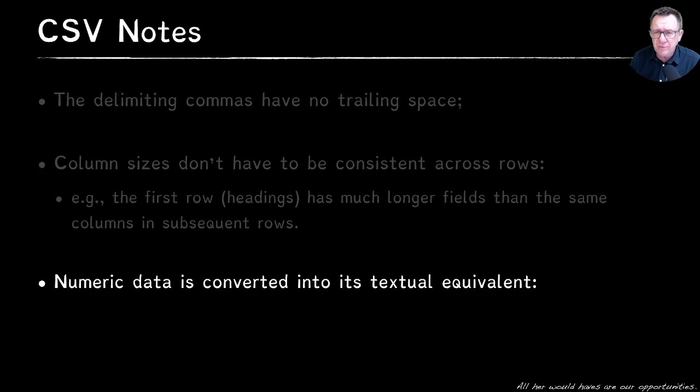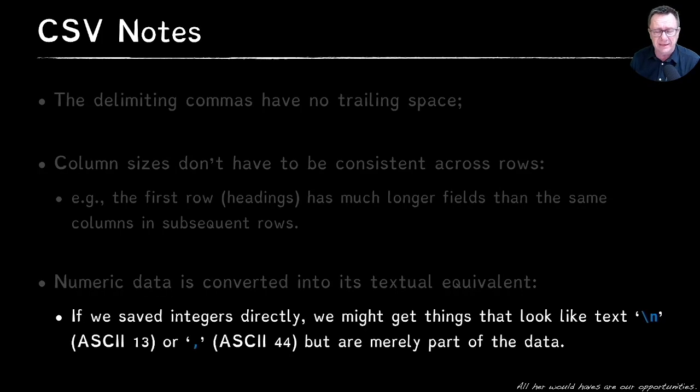Numeric data is converted into its textual equivalent. So we need to be aware of that. When we're saving integers directly, we might end up with some strange looking values. So we have to be aware that we're saving things in an ASCII format, and often when it's read in with Java or written out, we need to ensure that we've converted it to the textual representation, or we're extracting the digit from the textual representation.